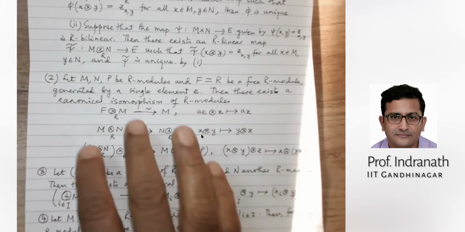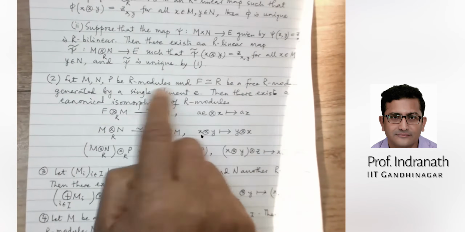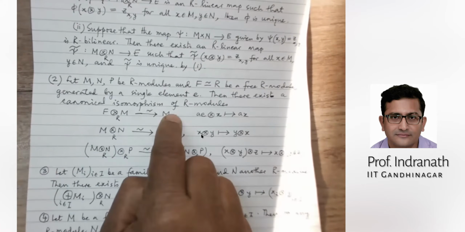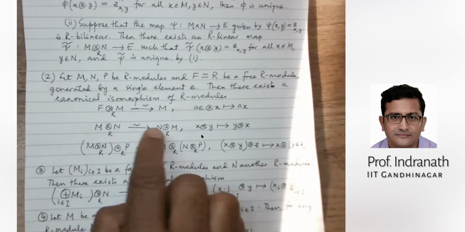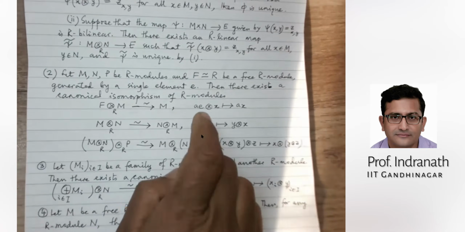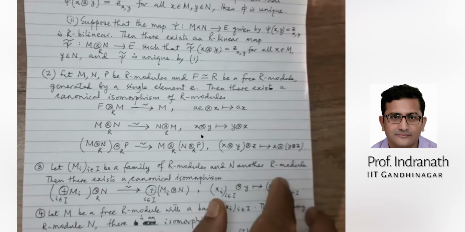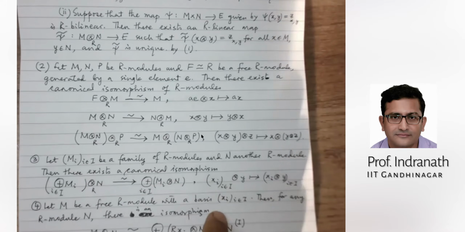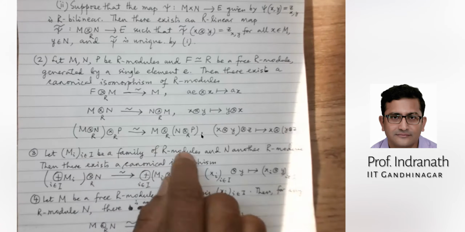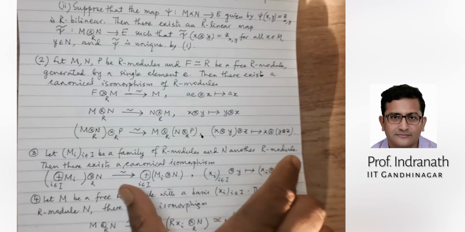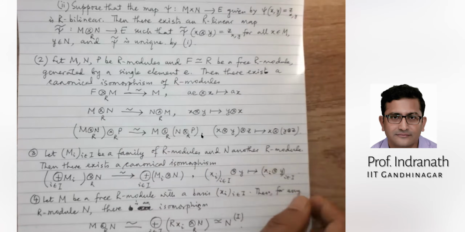These are certain very basic properties. If you have a free R module of rank 1 and you tensor with that, it keeps the module unchanged. Flipping the positions of two R modules in the tensor product does not change it. And you can push this bracket over here, a kind of associativity. And if you have a family of R modules and N is another R module, then there is a canonical isomorphism. Every time I use the words canonical isomorphism, I need to explain that.